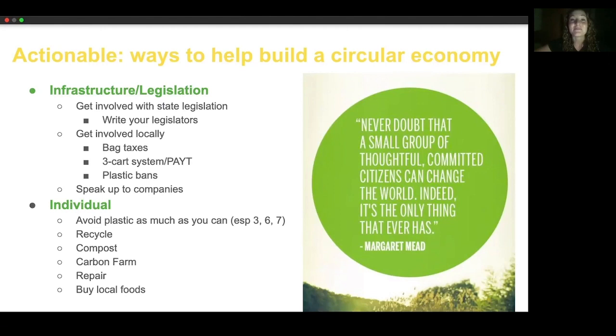This can also be positive feedback, like Wayne was saying. Vote with your dollar, buy from companies that are doing the right thing, avoid plastics as much as you can, especially 3, 6, and 7. Compost and recycle, including those hard to recycle materials. Get creative when you're done with an item and think of everything you can do with it before you chuck it, and check your EcoCycle A to Z app, which I will send out.